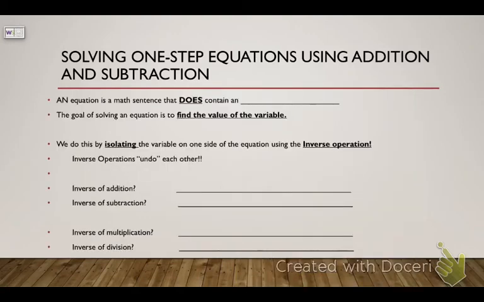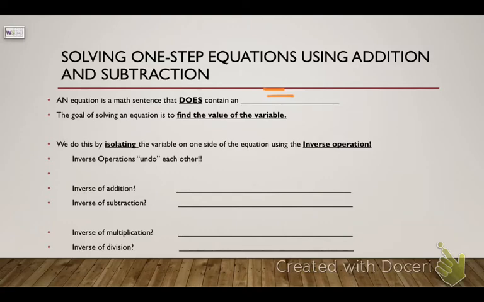So an equation is a math sentence that does contain an equal sign, okay? It has an equal sign, ladies and gentlemen. If it doesn't have an equal sign, it's not an equation. The goal of solving an equation is to find the value of the variable. And we do this by isolating the variable on one side of the equation using the inverse operation.